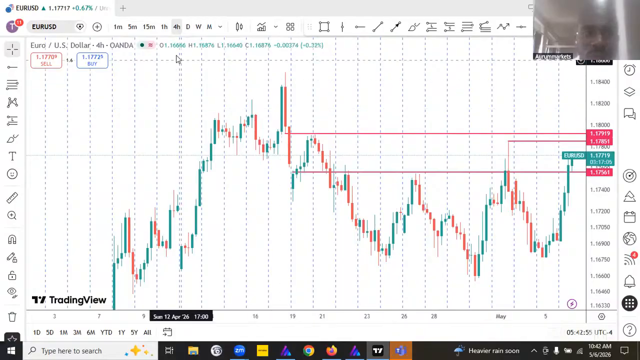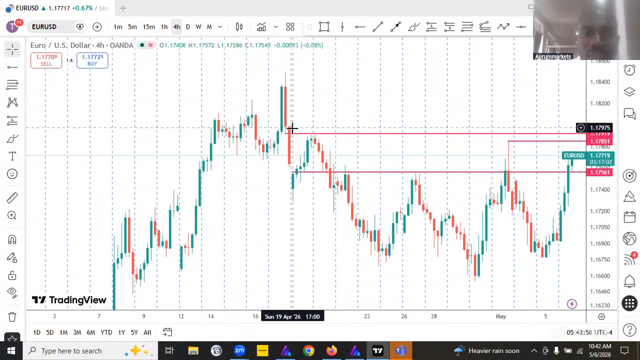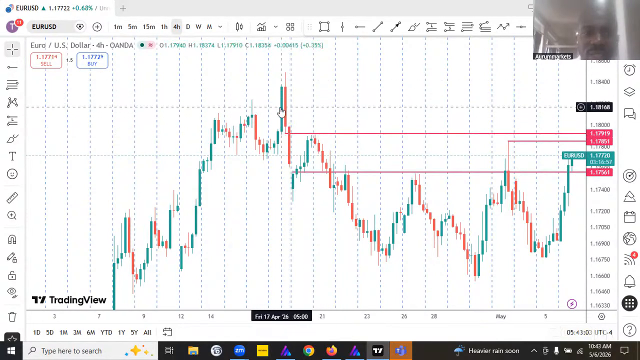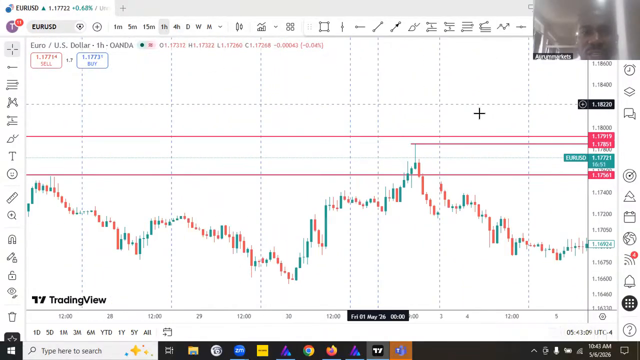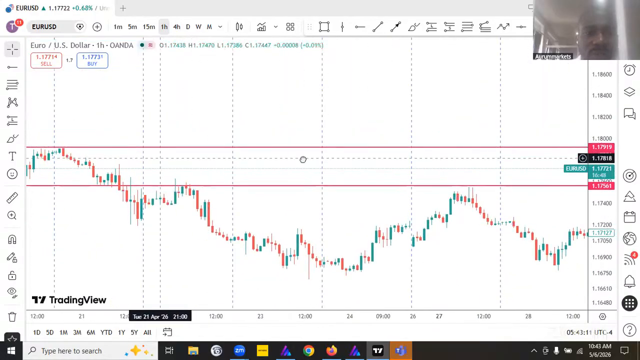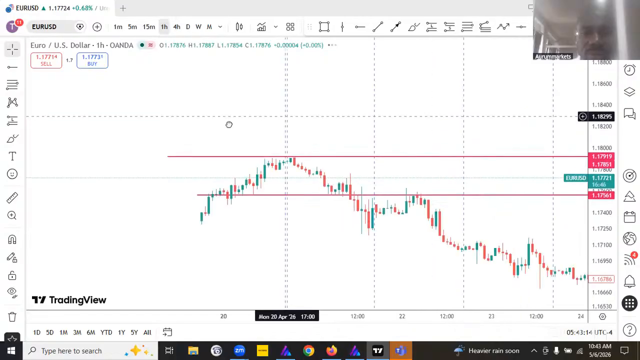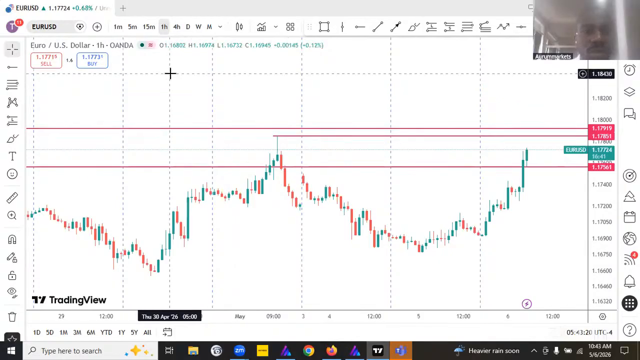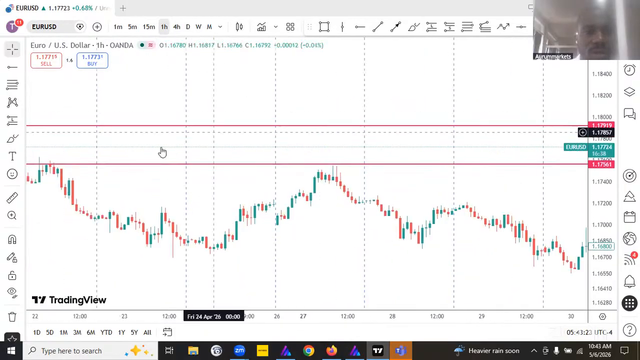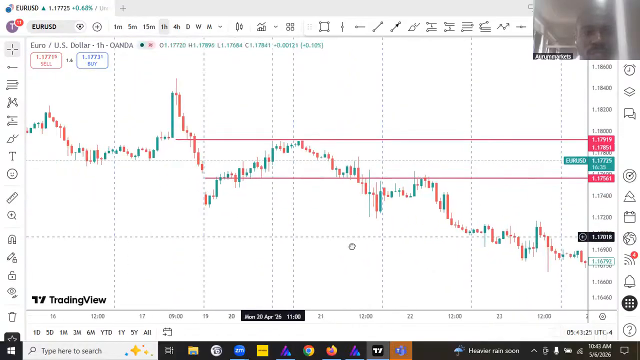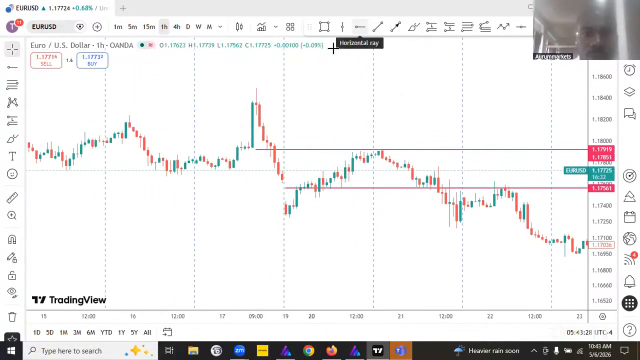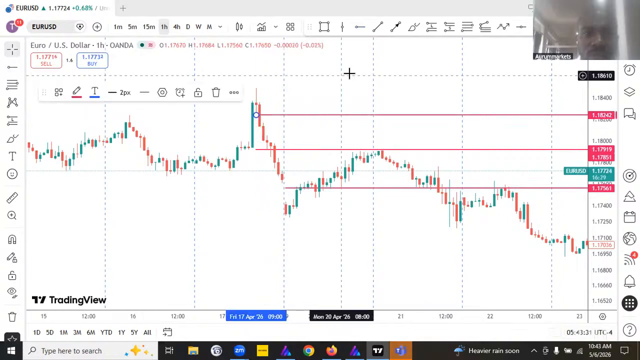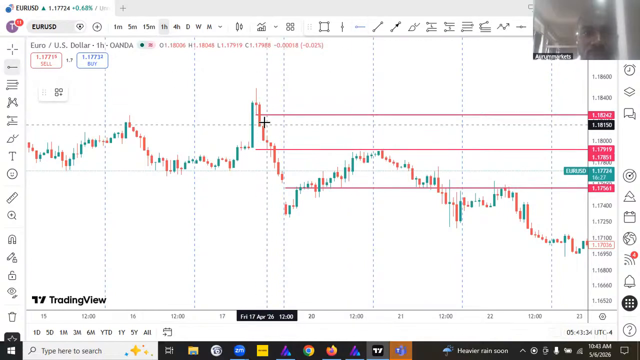I would love to see that play out. Even above this high, this liquidity level, we still have an imbalance. So you can see here we still have this imbalance. Euro USD might come fill this gap before going bearish.